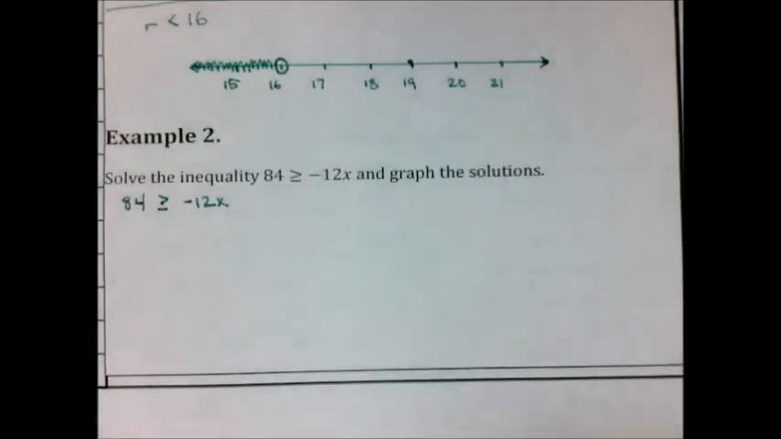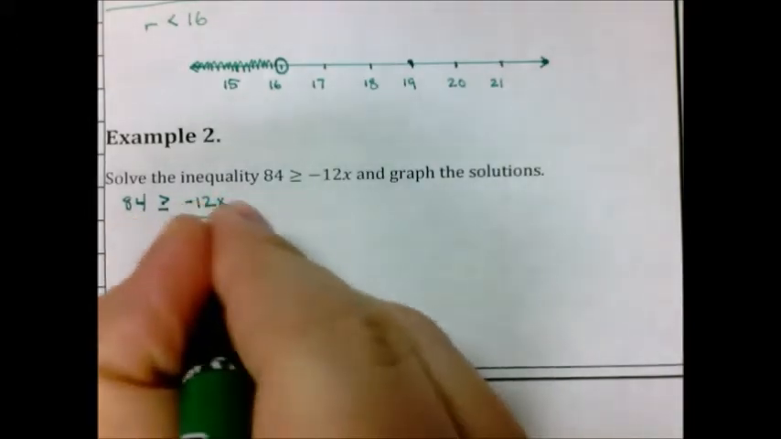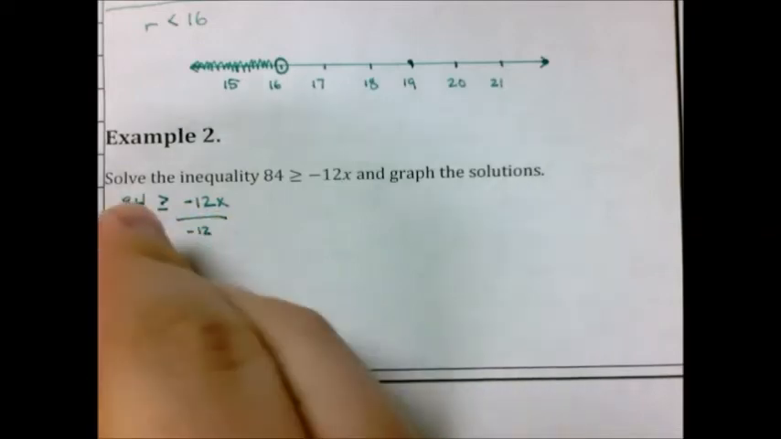Now example 2 here says that we need to solve the inequality 84 is greater than or equal to negative 12x. I've rewritten it right here. And anytime the number is being multiplied by the variable, we can divide by negative 12 in order to get rid of it.